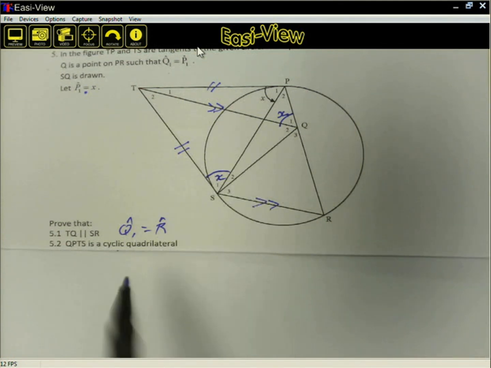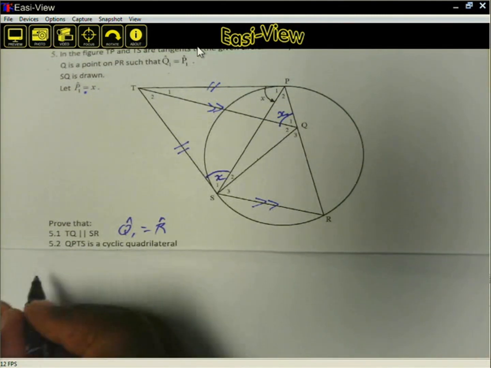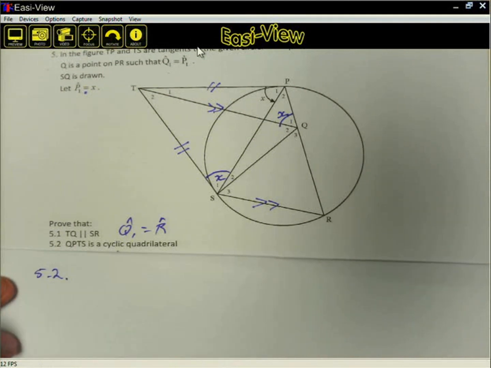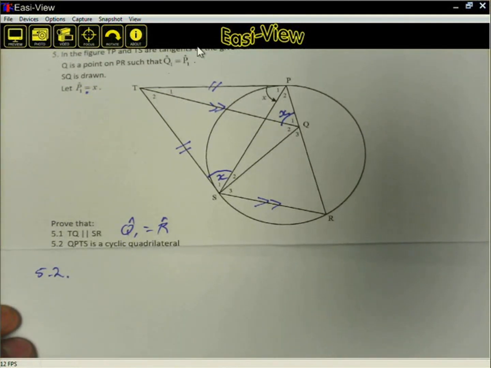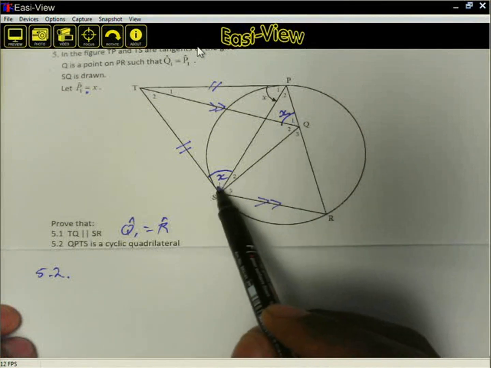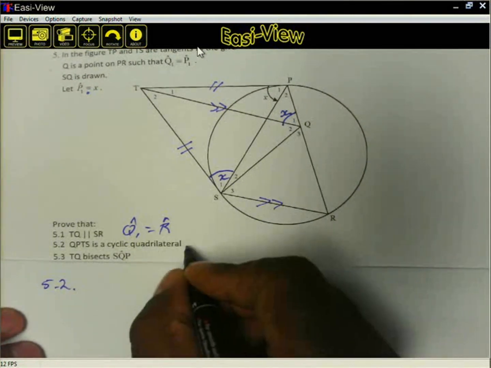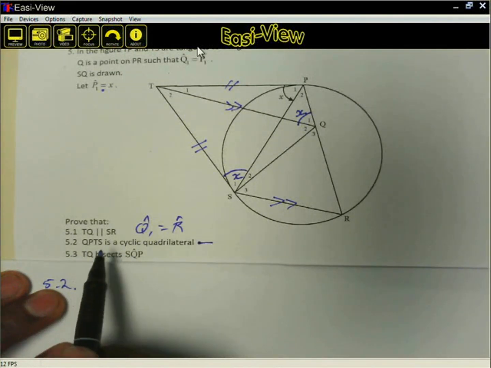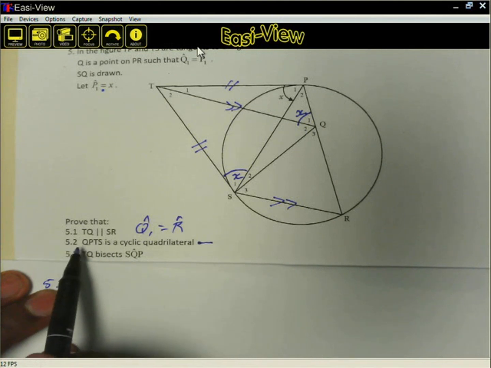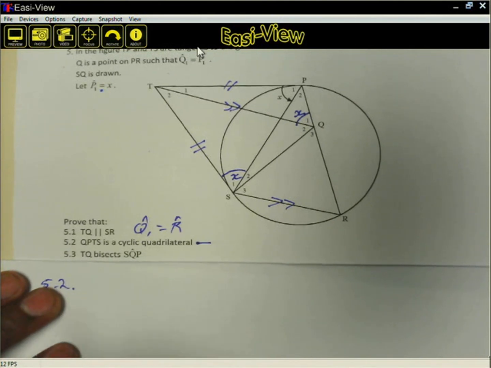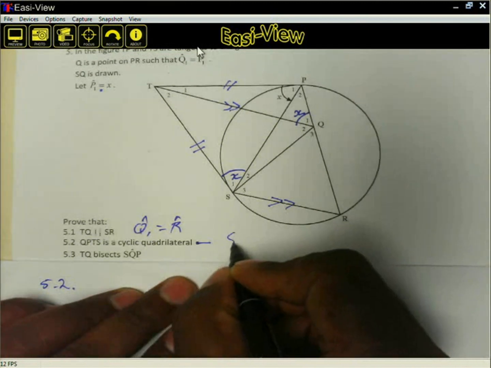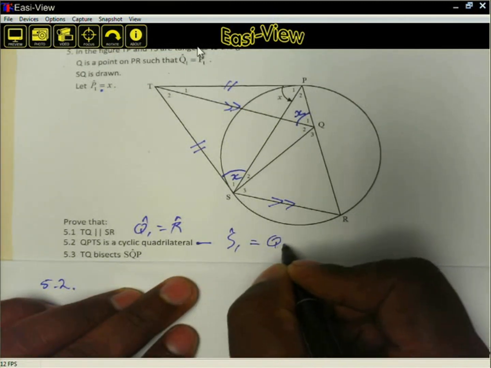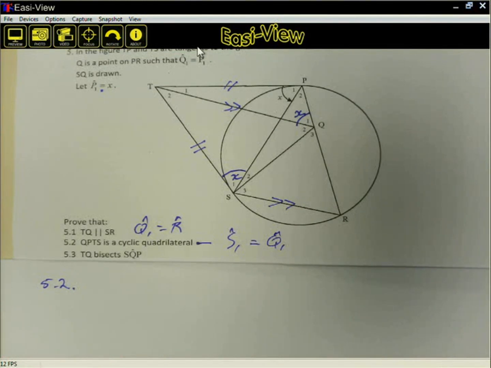Now let's work it. Remember, the information indicated here is when we are just analyzing the problem. Let's go to 5.2. We want to prove that Q1 is equal to S1. That is our destination. Ask yourself a question: when will QPTS be a cyclic quad? The answer is if S1 can be equal to Q1. Now we're going to work it out properly to prove that S1 is equal to Q1.